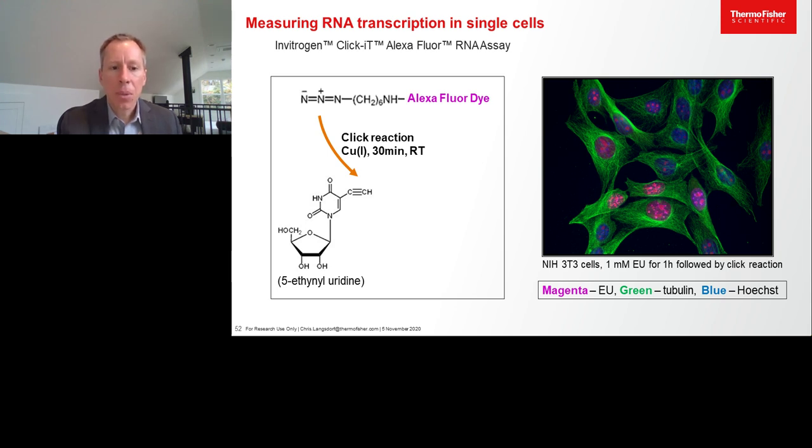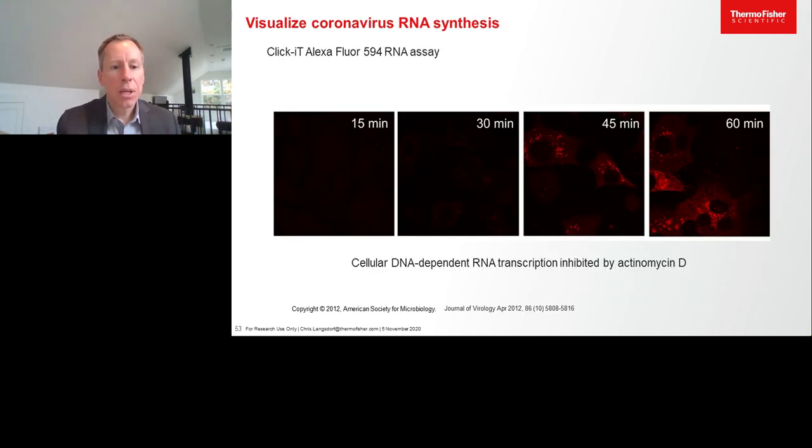And so after incubating our cells with this compound, we can fix and perm and perform a click reaction. And then in the image on the right, we can visualize locations of active RNA production. And so as shown by the bright magenta, we can actually visualize where, in this case, RNA is produced by our mammalian cells.